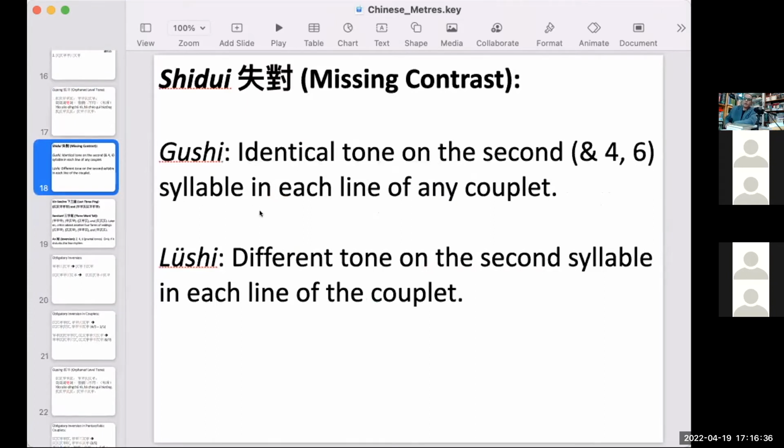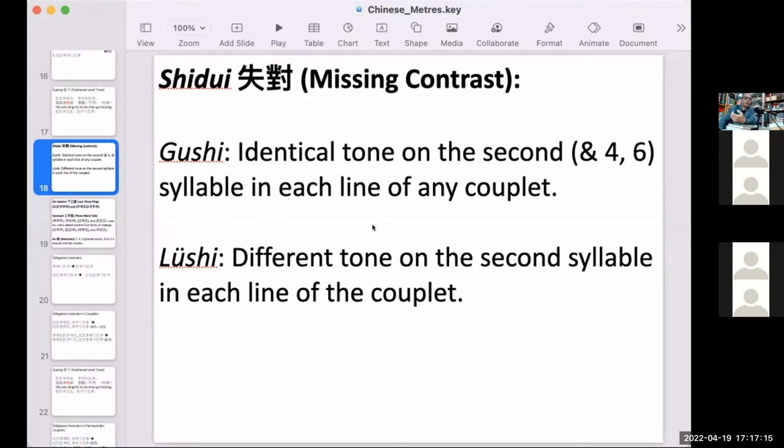Next, missing contrast. When there is a contrast, it is the antithesis that I just explained. The difference between the ku shi and the li shi is that in the ancient verse, there was an identical tone on the second, the fourth and the sixth syllables in each line of any couplet. It's okay if they have identical tones in each line, because as I said, tones were not so important in the ku shi.